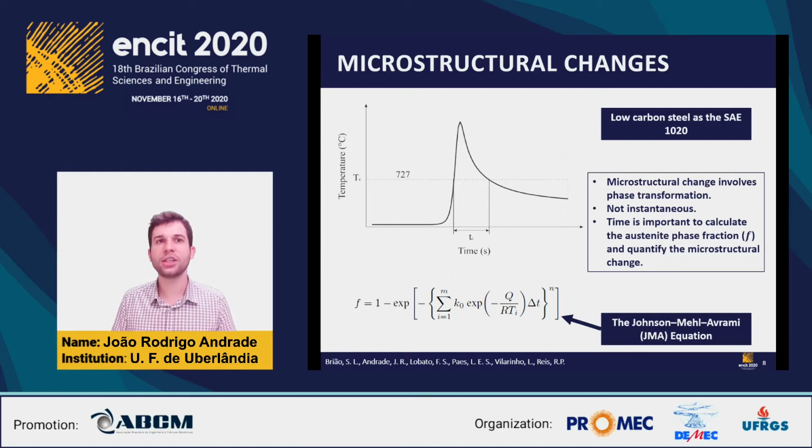The gamma phase fraction can be calculated with the modified JMAK equation. Here we consider the transformation kinetics. The first input in this equation is the thermal cycle. After the austenitization interval, the cooling rate is the main factor to determine the final microstructure. The equation is shown right here, where K and N are model coefficients, R is the universal gas constant, and Q is the activation energy.